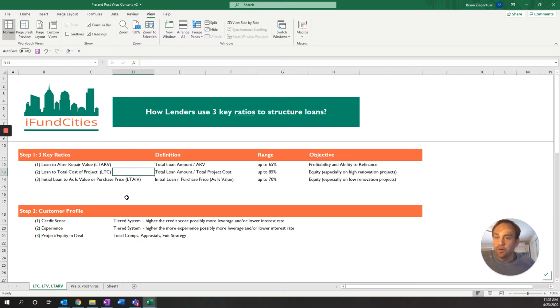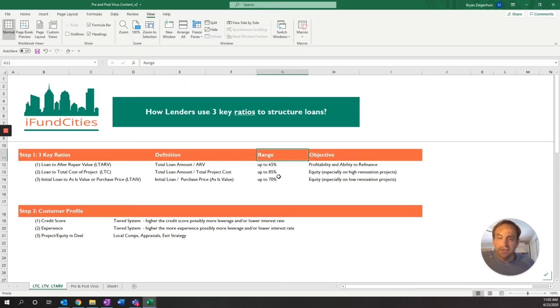Then you've got loan to total cost, which is the total loan amount divided by the total cost of the project. The third one is the initial loan amount, or the day one loan amount, divided by the as-is value or the purchase price. These are the definitions.